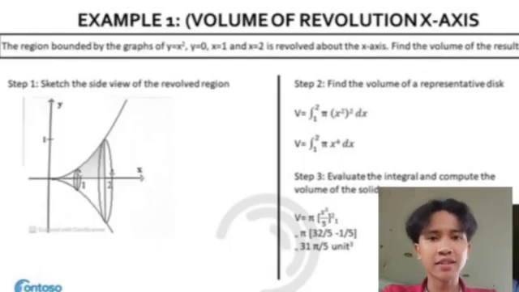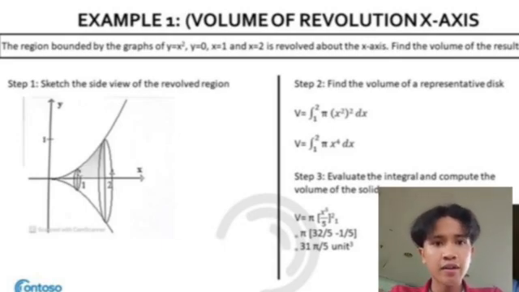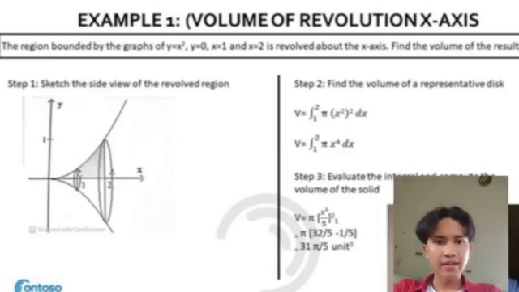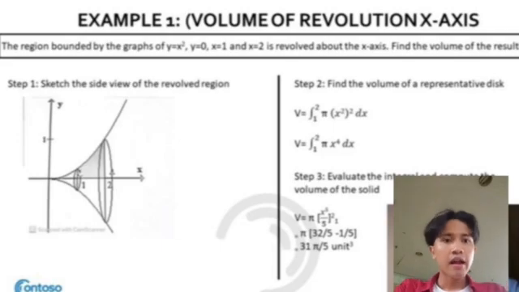Then I will tell you example 1, volume of revolution about the x-axis. The region bounded by the graph of y equals x squared, y equals 0, x equals 1, x equals 2 is revolved about the x-axis. Find the volume of the resulting solid. Step 1. Sketch the side view of the revolved region. The first line is the top line and the second line is the bottom line. x equals 1 and then x equals 2.